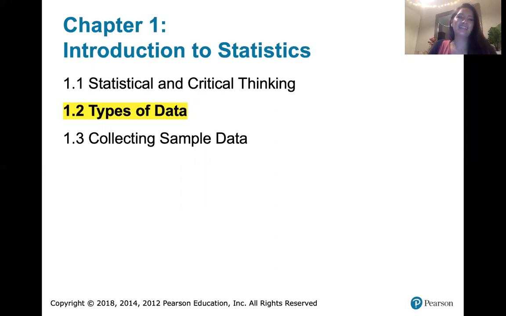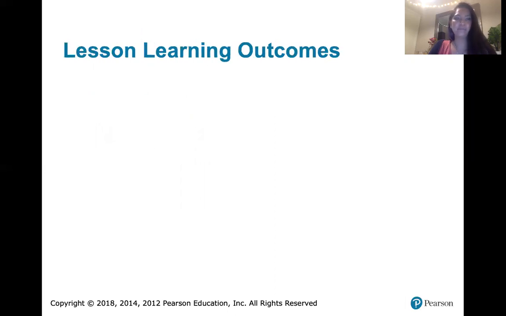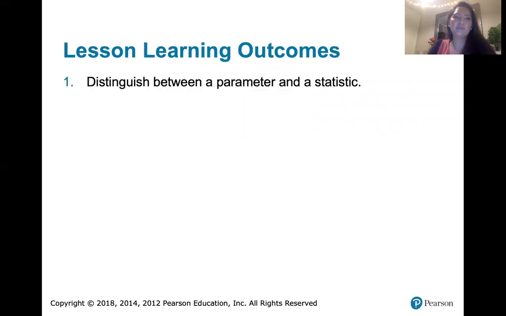So in the last lesson, we talked about statistical and critical thinking. In this lesson, we're going to talk about types of data. Specifically, we're going to focus on these learning outcomes. The first learning outcome is to distinguish between a parameter and a statistic. I'll define exactly what that means in a little bit.